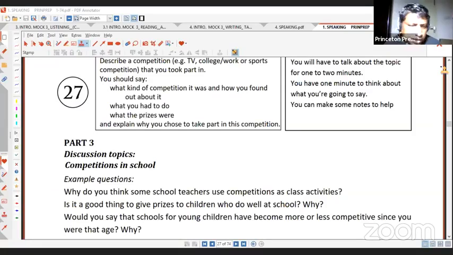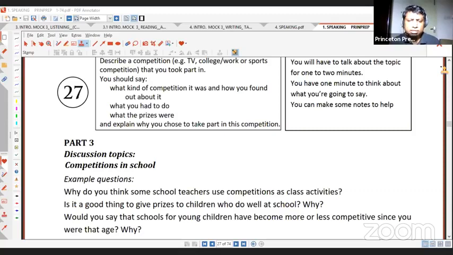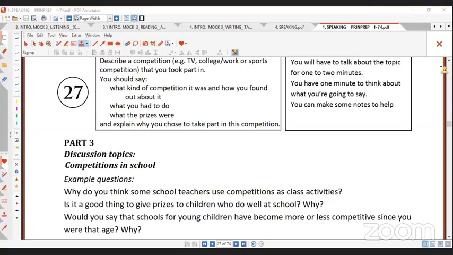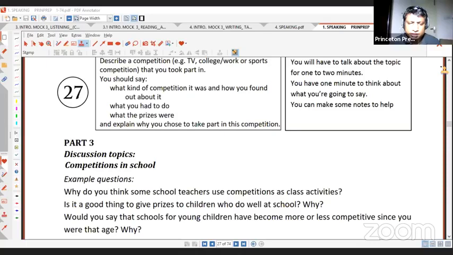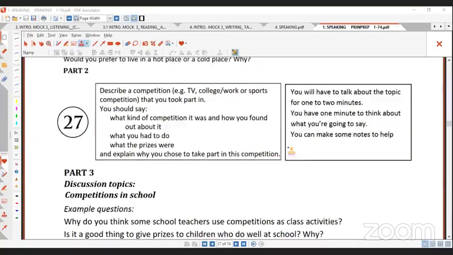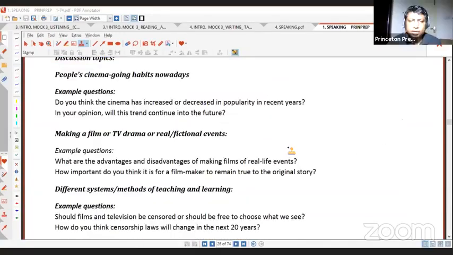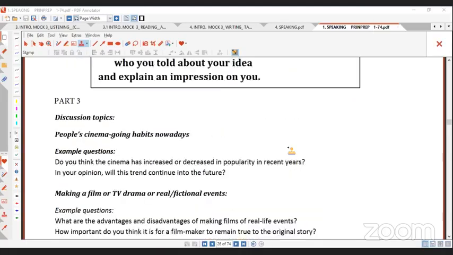Okay, Ashna, are you there? Yes, sir. Ashna, is it a good thing to give prizes to children who do well at school? Does it help, or is it not a big deal? I think it's motivating them, in different ways, even in the classroom with stars and everything, even from the teacher and the parents. When I was in school, my father so many times gave me gifts because of my marks. He always motivated me this way.